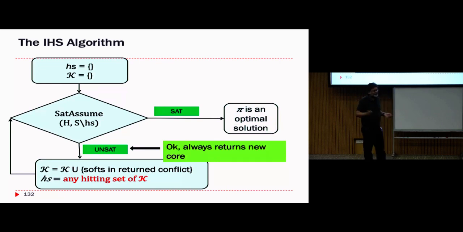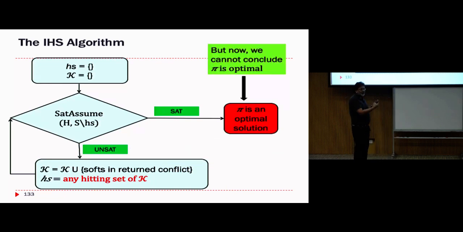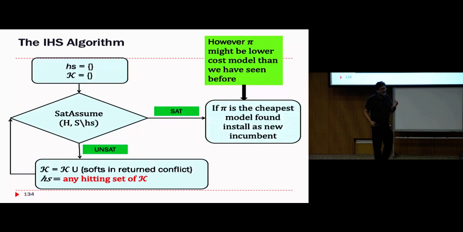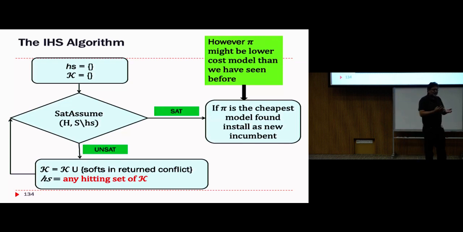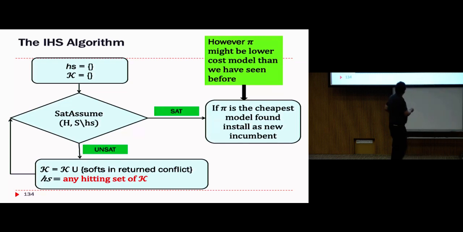We're good. But if we take this branch, now what we've done is we've removed more from the set of soft clauses that the SAT solver has to satisfy than we had to. And therefore, this is no longer necessarily optimal. However, it could be that it's still cheaper than any model we've found so far. So we can keep track of the incumbent, as the MIP people would say, which is the cheapest model found so far. And if it's cheaper, we install it as a new incumbent.